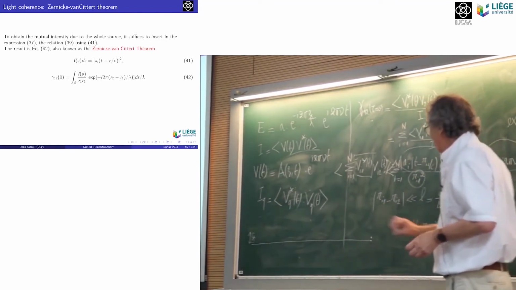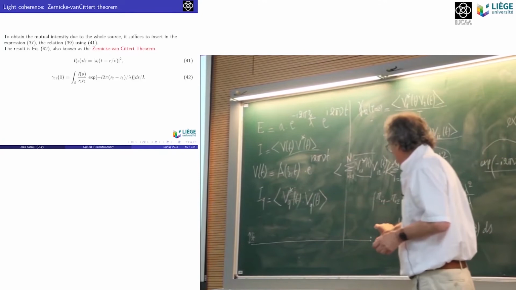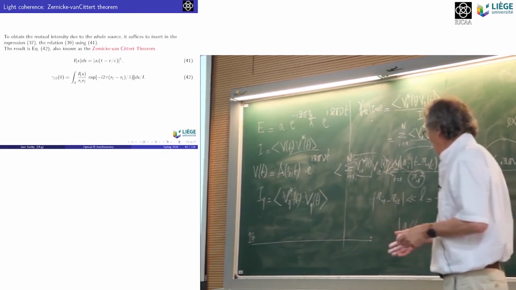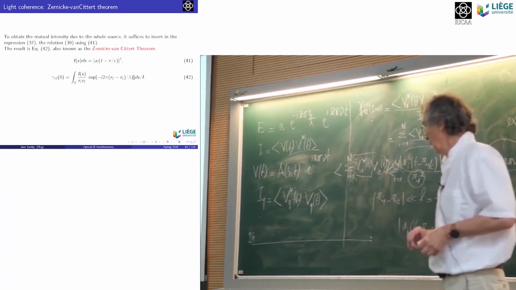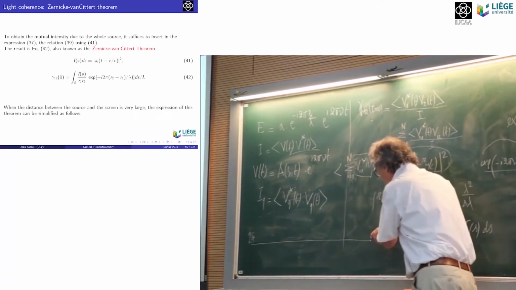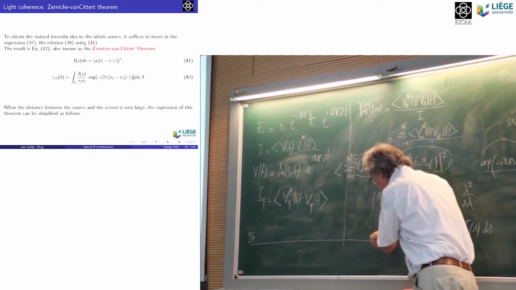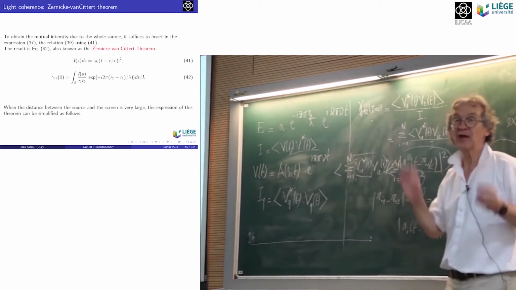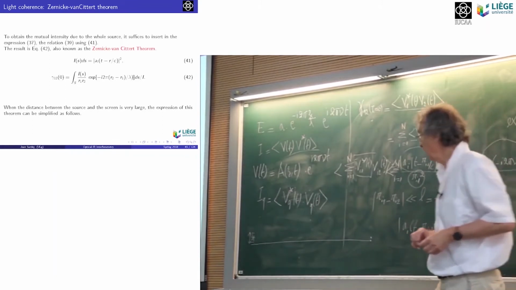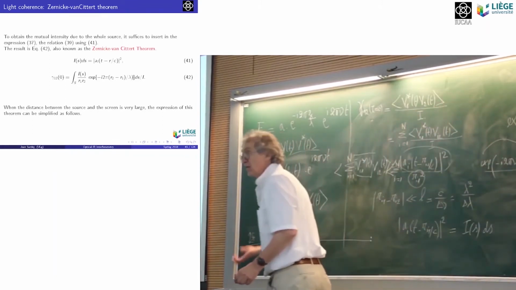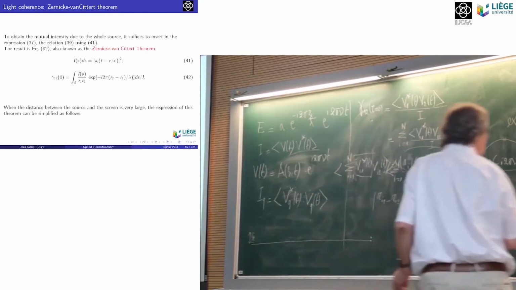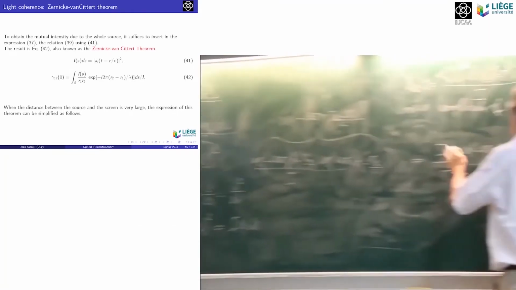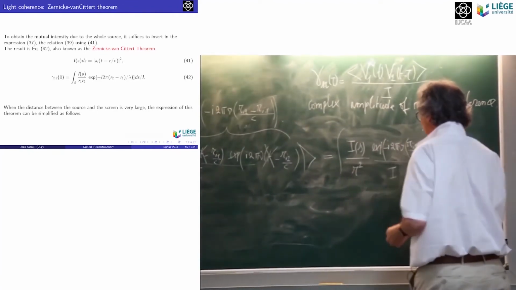So I assume that the extent of the source and the distance between the two elements of my interferometer are small compared to the distance. Here typically we have at maximum 400 meters, and here typically you have hundreds of light years. So it is a good approximation. We shall make use of those two assumptions to simplify the Zernike-van Cittert theorem.